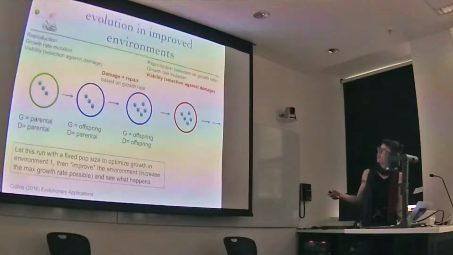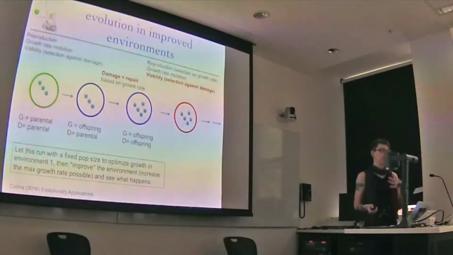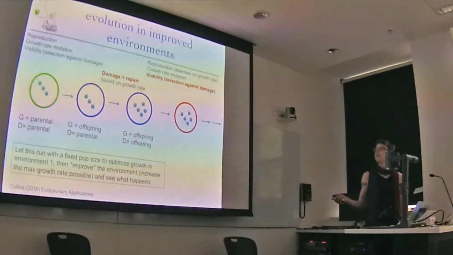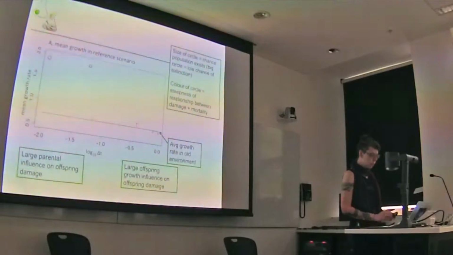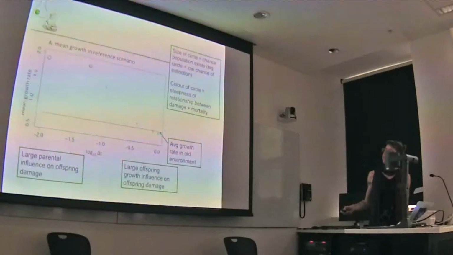And then we select on both reproduction, which is basically the faster you're growing, the higher your reproductive rate, but also on viability, and viability is based on damage, not growth rate. And this is the mean growth rate that evolves. What I'm showing you is what happens after, I think, 10,000 generations. This is the mean growth rate that evolved in the ancestral environment.